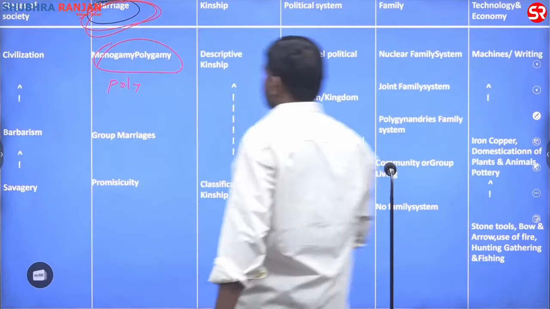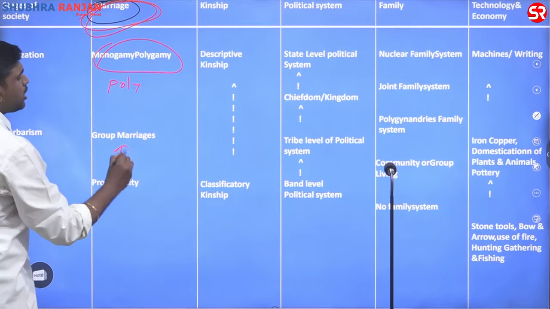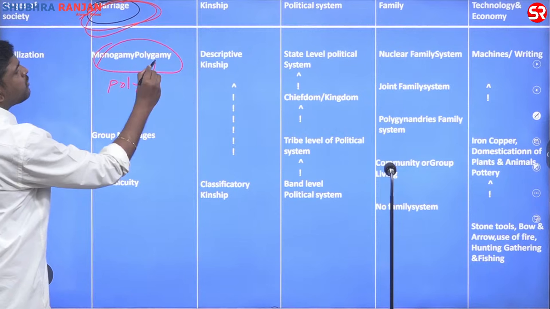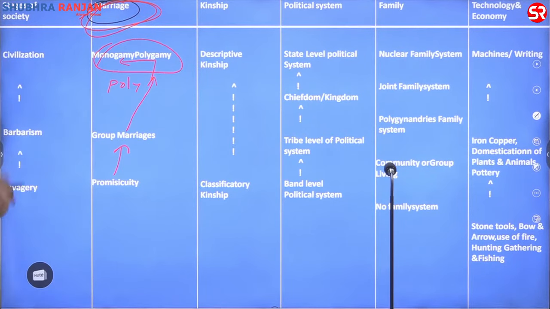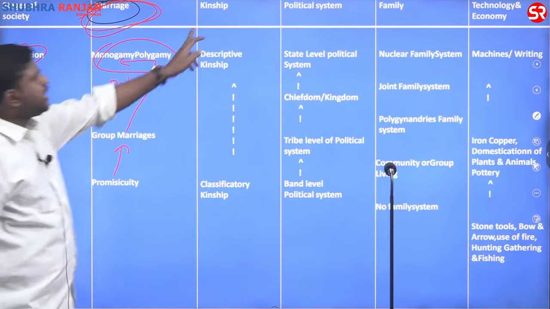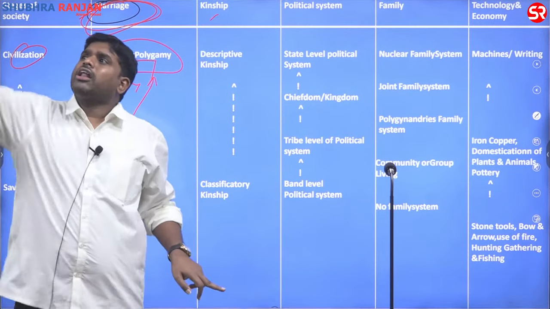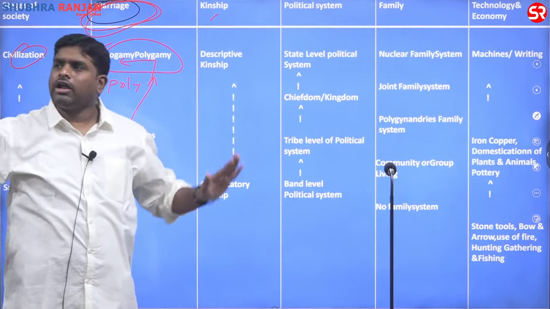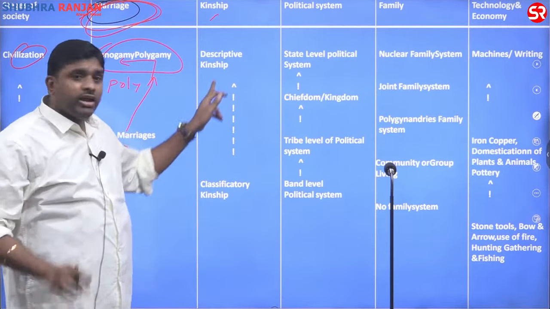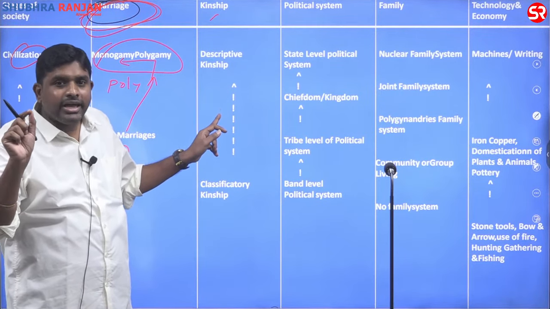Promiscuity evolved into group marriages, evolved into polygamy and eventually into monogamy, because in civilization both are there. 100 years back also there was civilization. Then kinship. Earlier, all our uncles, all our aunts were brothers and sisters. Now everyone has a specific kinship terminology.